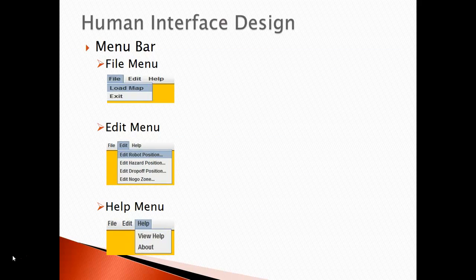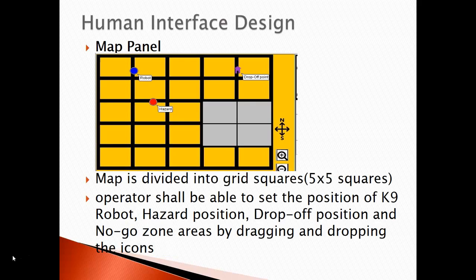A menu bar. The file menu lets the user load the XML map and also exit the GUI. Edit menu will enable the user to edit the already set locations. Help menu will let the user to refer to the user manual. A map panel. The map panel is divided into grid squares. Operator can set the locations of robot, hazard, drop-off point, and no-go zones by dragging and dropping the icons in the map.